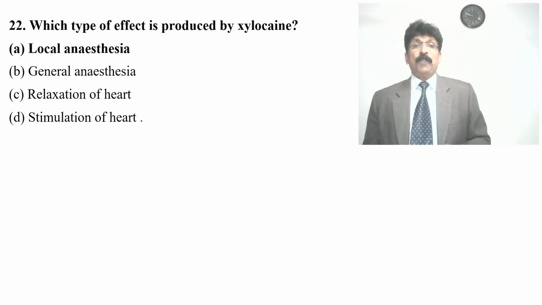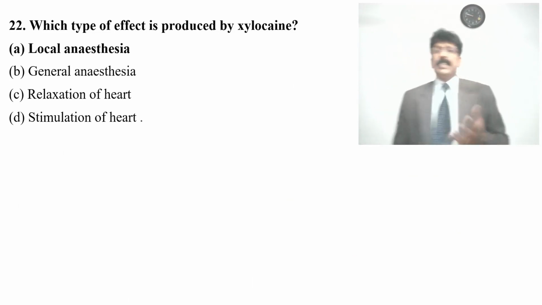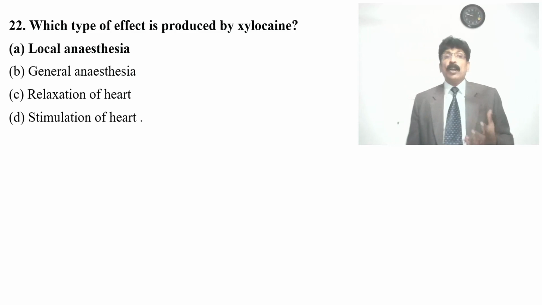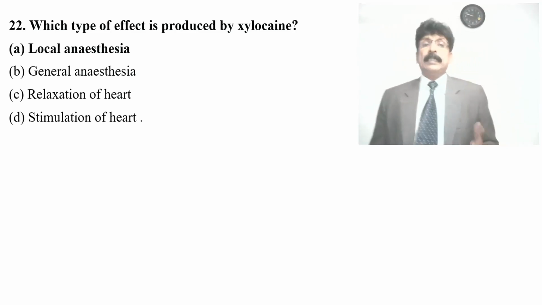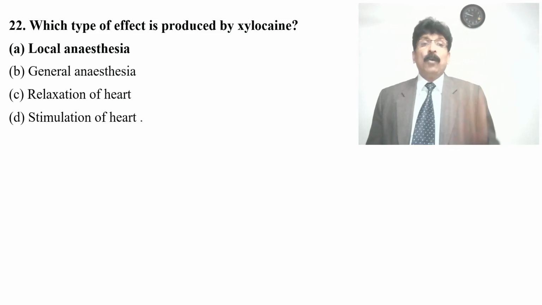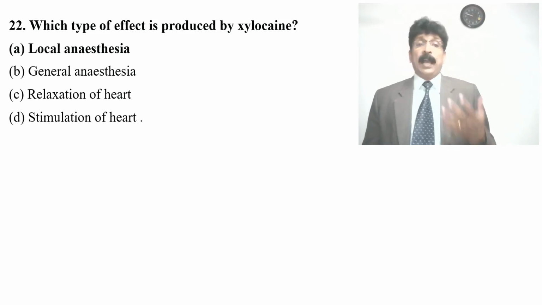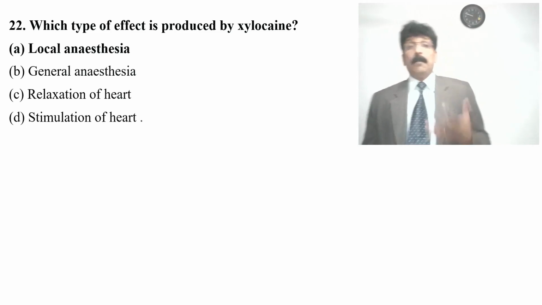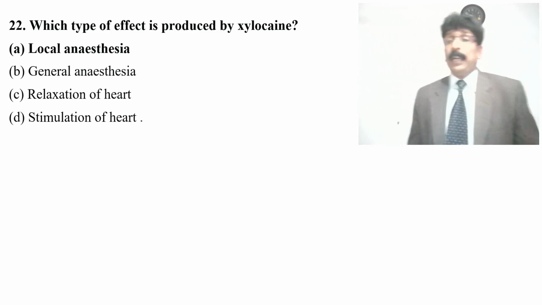Which type of effect is produced by xylocaine? We know very well that xylocaine is a local anesthetic. So the effect is local anesthesia, where the choices given are local anesthesia, general anesthesia, relaxation of heart and stimulation of heart. But I can explain some more points for knowledge sharing.